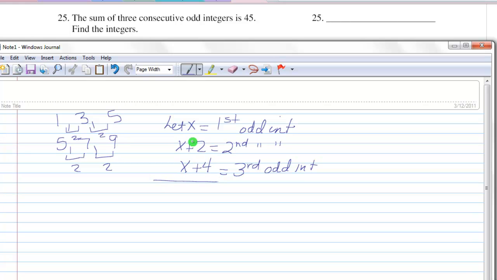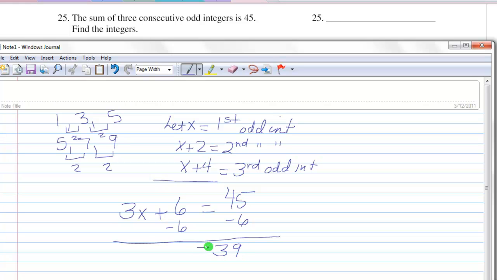Now we want to add these because this is the sum. So let's add them and let's combine like terms. And so we get 3x plus 6 when we add those 3. And it says that that has to equal 45. So that's our equation. Again, you're going to get points just for writing an equation, even if you lose track of the answer after that.